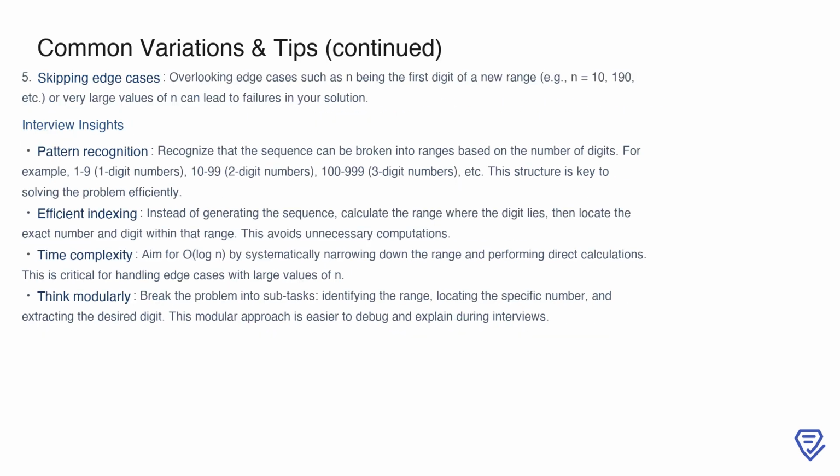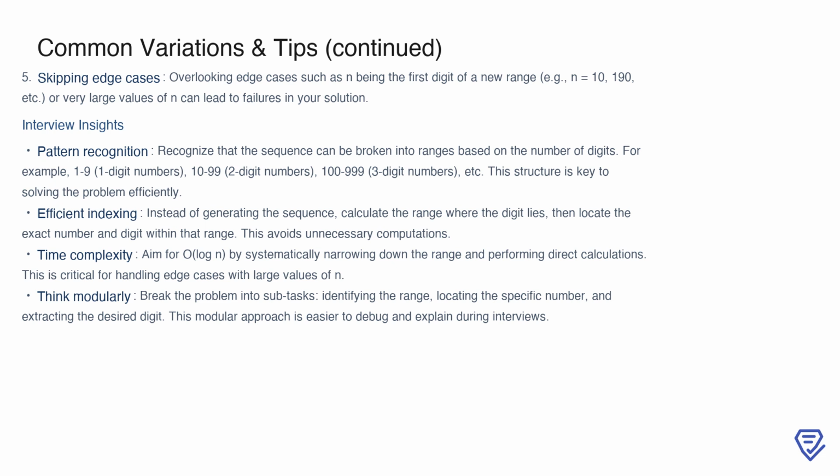Skipping edge cases is a critical issue to watch out for. For instance, when n corresponds to the very first digit of a new range, such as n equals 10 or n equals 190, it's easy to miscalculate the transition and return the wrong result. Similarly, solutions often fail under very large values of n if they aren't optimized.